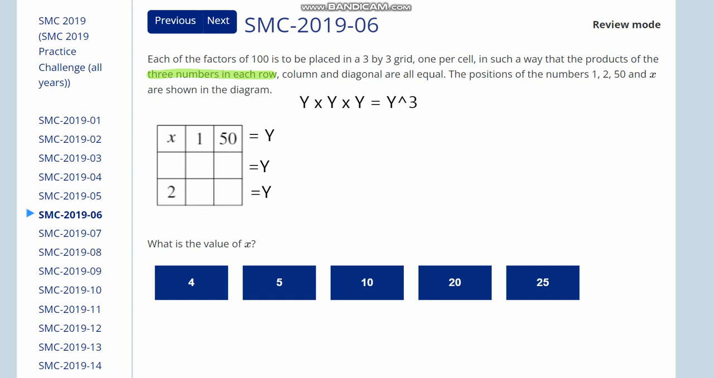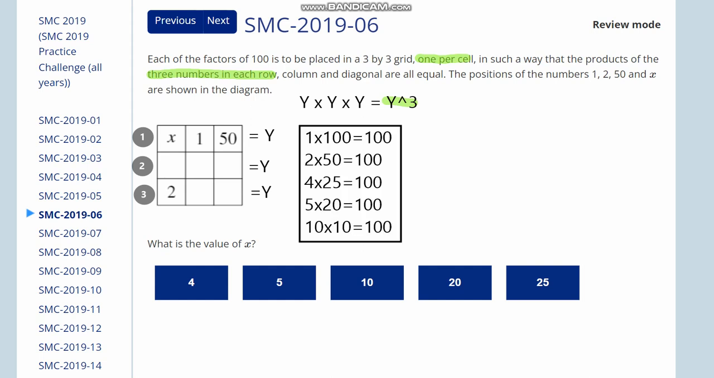We also know that if we multiply the products of all the rows, that is, y for the first row, times y for the second row, times y for the third row, this will give us a value of y cubed. Now recall that all the factors of 100 are put in this 3 by 3 grid once per cell. Therefore, y cubed is also equivalent to the product of all the factors of 100.